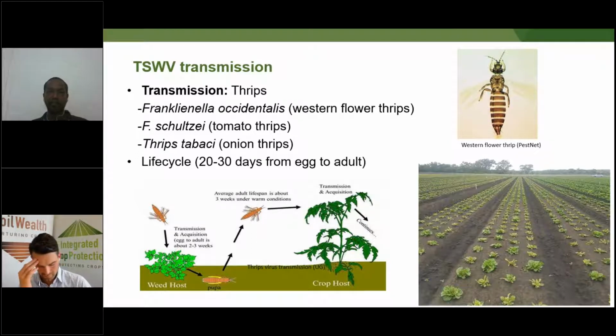The thrips acquire the virus through feeding on infected plants in the pupa stage, and once the thrip acquires the virus, it can transmit the virus throughout its life, and that's why it's efficient in transmitting the virus and can wipe out whole blocks of lettuce, as you can see here, a heavily infected block of lettuce.